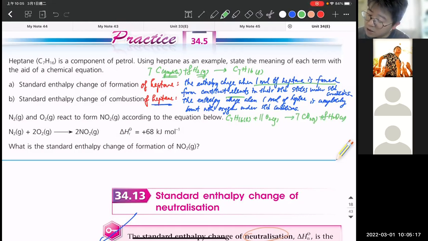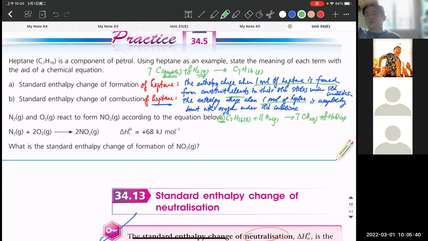So remember, this one must be 1. Now, by doing so, you can say that 1 mole of heptane is completely burnt. Remember, 1 mole of heptane, which means this one must be 1. This one must be 1. Understand? So how about the second question?